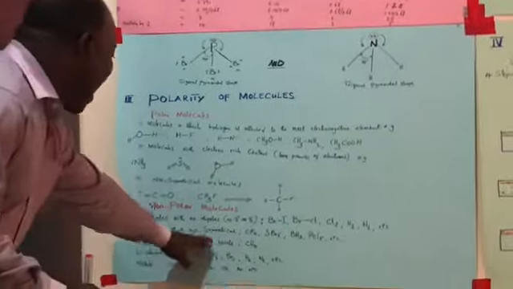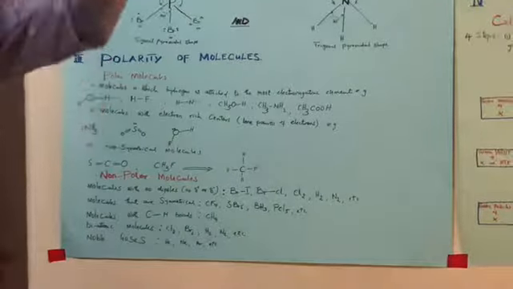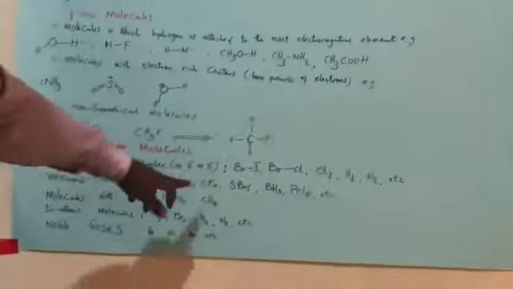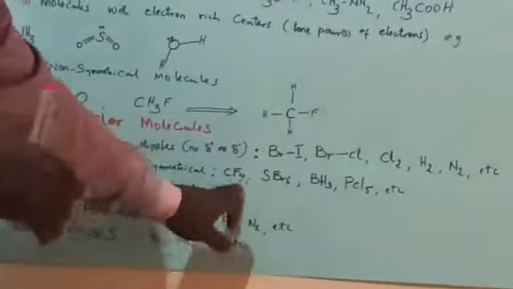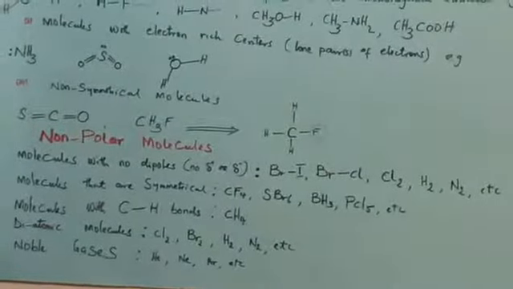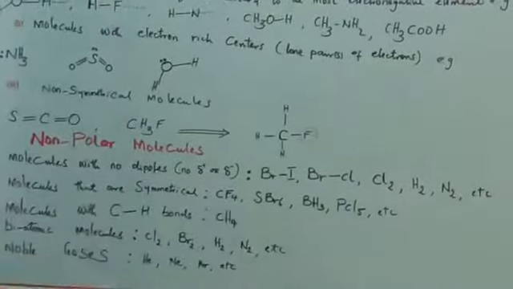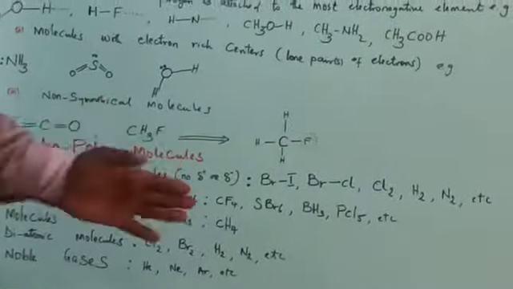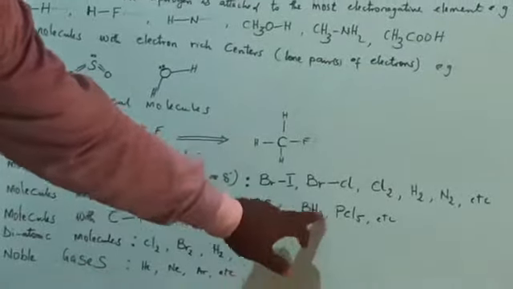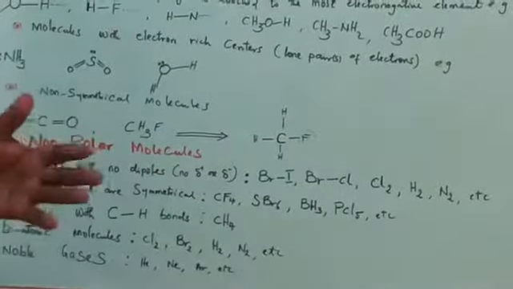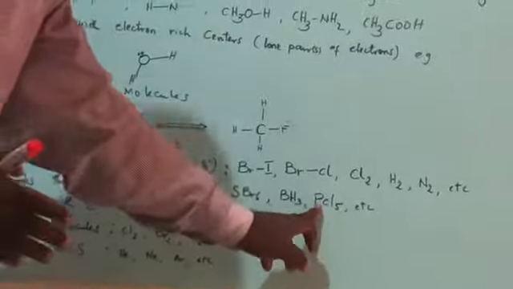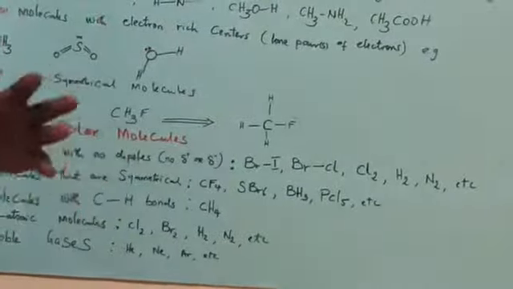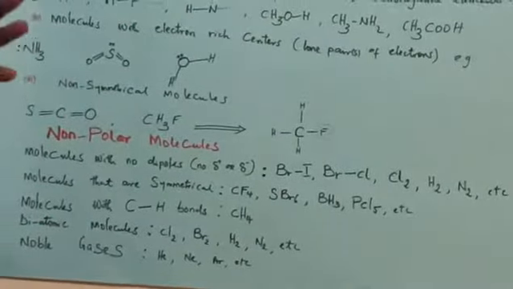We go now to atoms that are symmetrical. Atoms surrounding the central atom are equally distributed. Take for instance carbon tetrafluoride, CF4, it is symmetrical. We cannot say it is polar. Boron BH3, we cannot say it is polar. PCl5, phosphorus pentachloride, we cannot say it is polar because of the symmetrical nature of it.